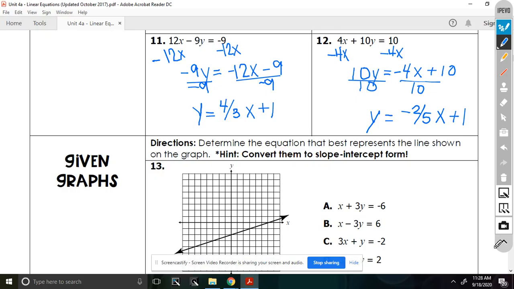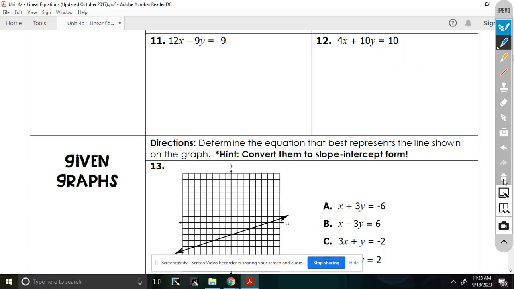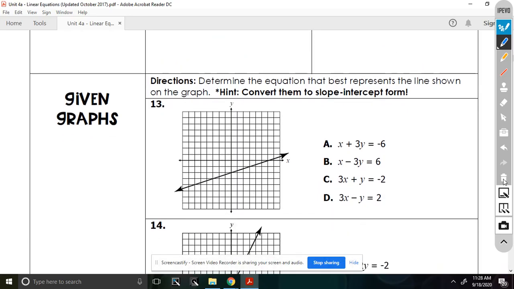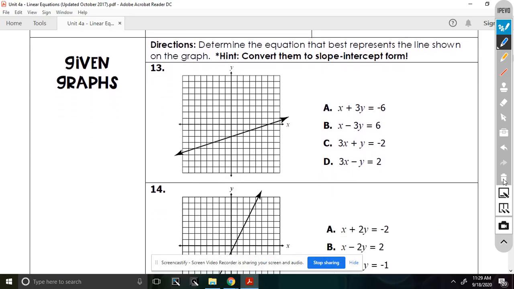Alright, so this next one, it wants us to determine the equation that best represents the line shown. Alright, so for number 13, they want to know which one of these represent this. So I need to know what the equation for this line is. So I'm going to start with 2 points. And for number 13, I know I have y equals, and I need the slope, which is up 1 over 3x.